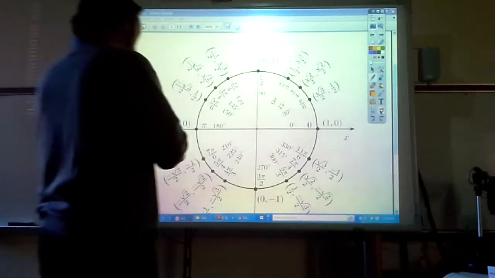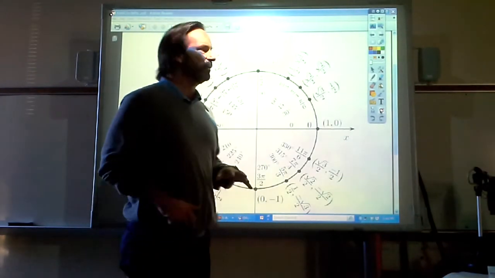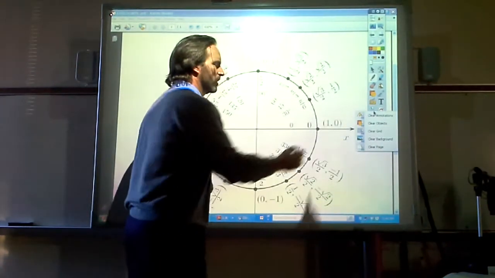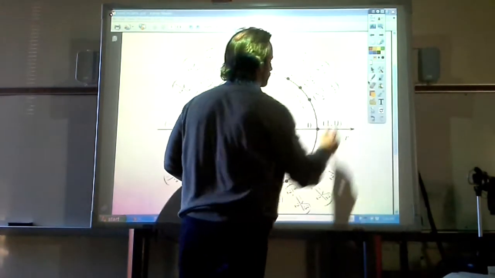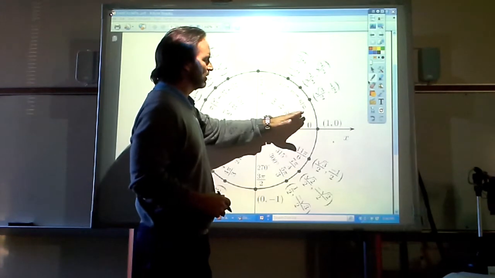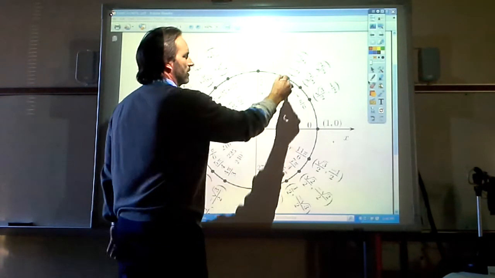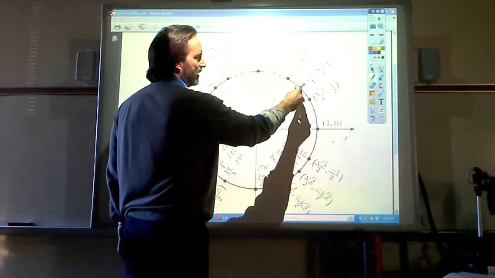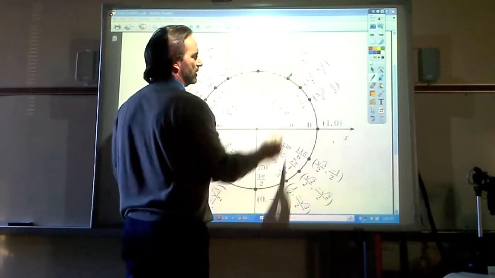Hey everybody, remember our good old friend the unit circle. Okay, notice we're going to go through this unit circle. Remember, pi/6, 30 degrees. Right in the middle, pi/4, that's 45 degrees. Pi/3, which is what?